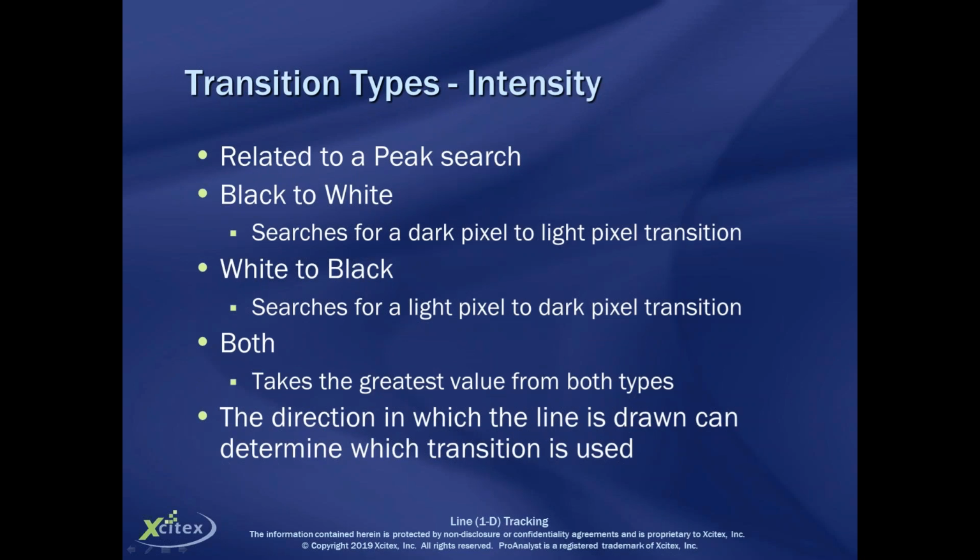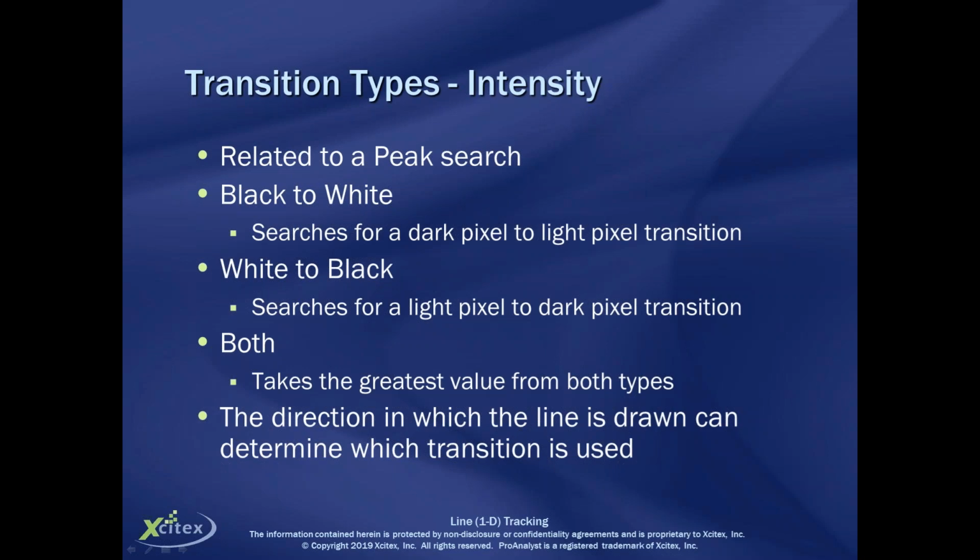So in terms of the intensity, as we spoke before, this is related to a peak search. You're looking for the highest value of intensity here. In black and white, what it's looking for is that dark to light pixel transition. So if you're going from black to white, the intensity is looking for the whitest portion here. But if you switch this and you're going from white to black, well, the intensity has been inverted. So you're actually looking for the darkest pixel present on the video across the line here.